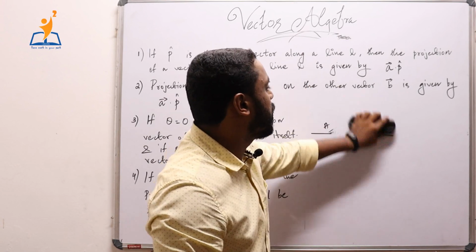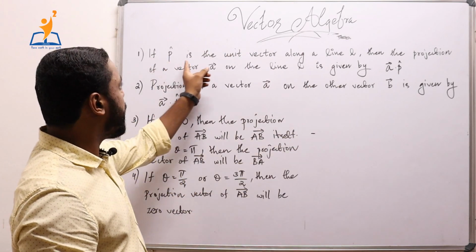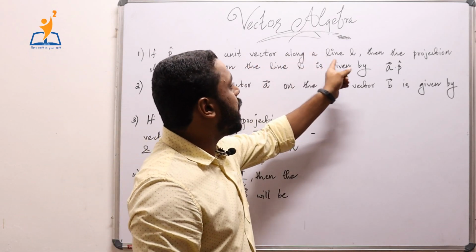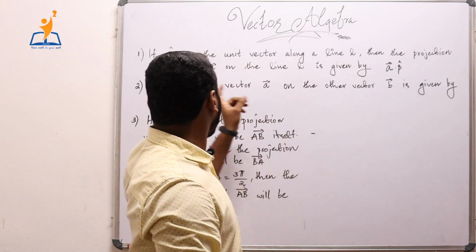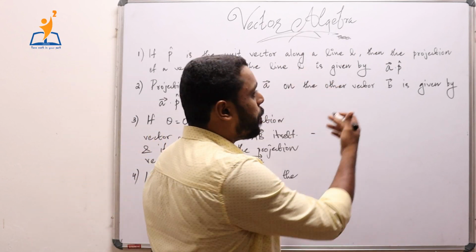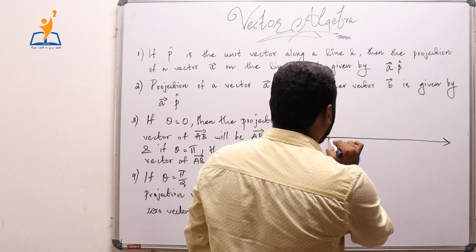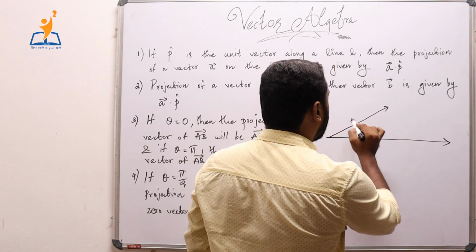So let it be there. Now first question, first observation: if p cap is the unit vector along a line L, then the projection of a vector a bar on the line L is given by a bar dot p cap. Of course that's true, because this is the directed line L and this is the vector A.